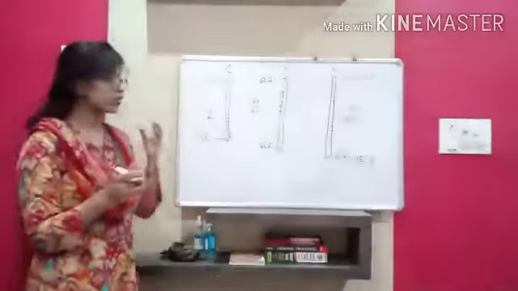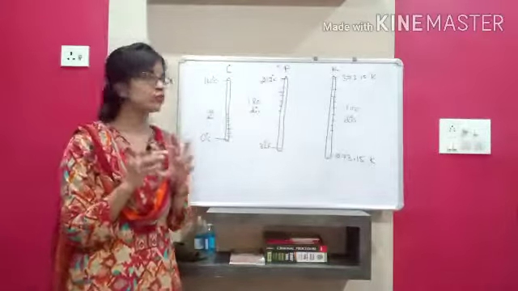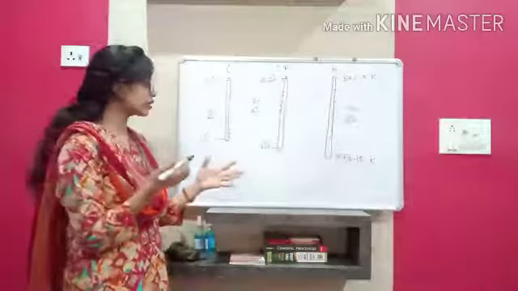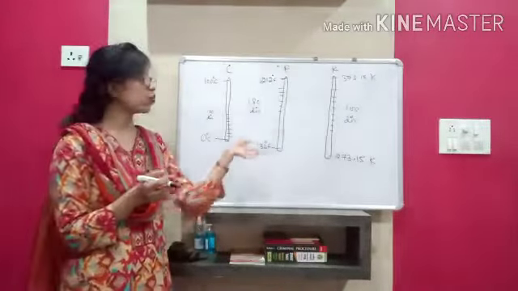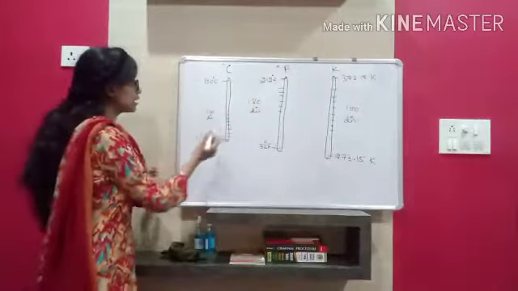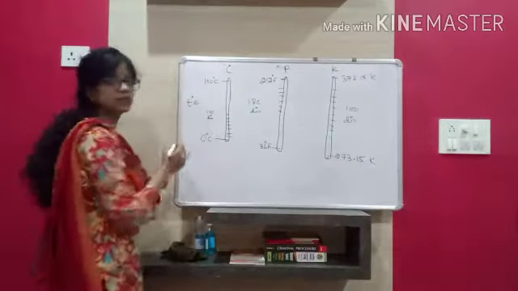Okay, now see the relation. Relation means how we can convert one temperature into the other. If we are given 40 degrees Celsius, how can we convert degrees Celsius into Fahrenheit or into Kelvin? So let's say any temperature we are taking is T degrees Celsius.